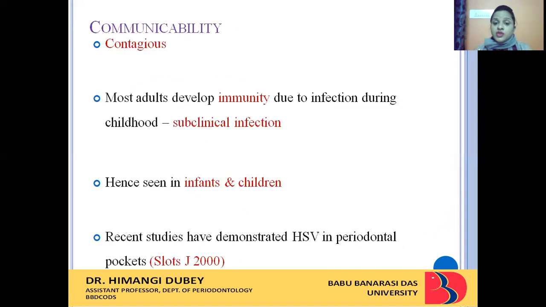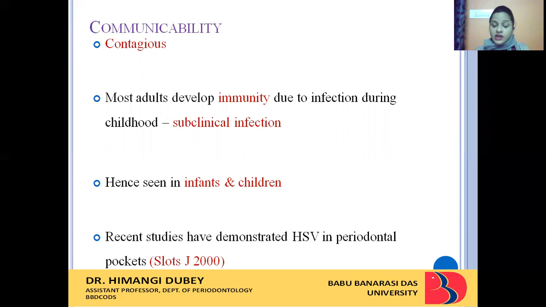Now coming on to the communicability. Primary herpetic gingival stomatitis is contagious. Most adults have developed immunity due to infection during childhood, often subclinical infection. Hence, it is seen in infants and children. Recent studies have demonstrated HSV in periodontal pockets, suggesting more recurrence of viral replication than previously recognized.